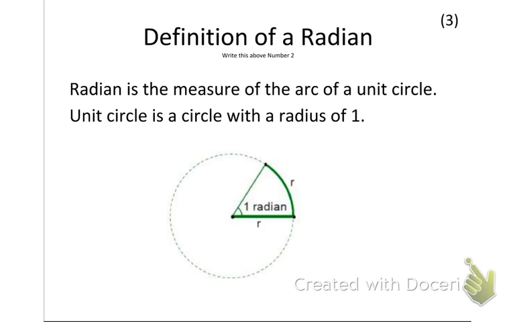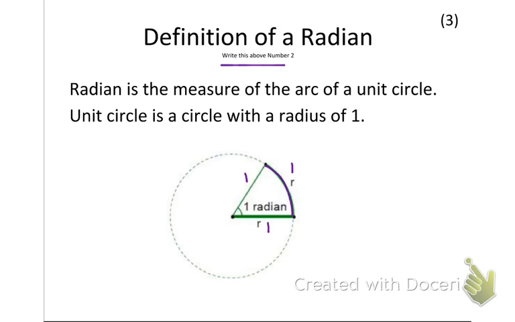So here's the definition of a radian. I would like you to write this above number 2 in your worksheet. A radian is the measure of the arc of a unit circle, and the arc is just this distance around the curve. And something to keep in mind, a unit circle is a circle with a radius of 1. So in essence, each of our radii have a length of 1, and this arc also has a length of 1.